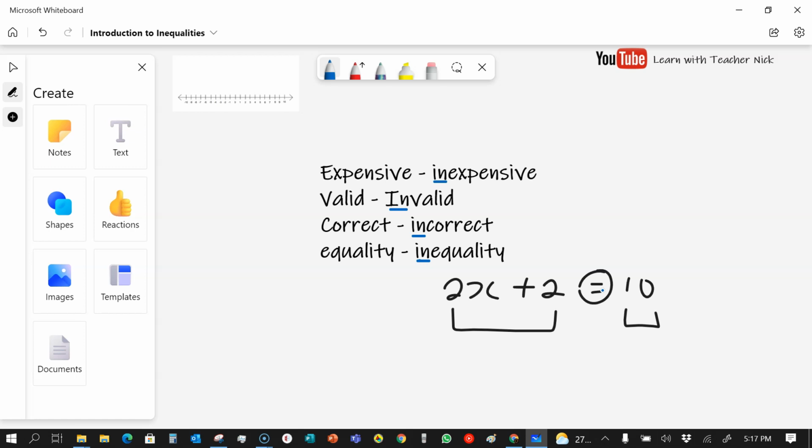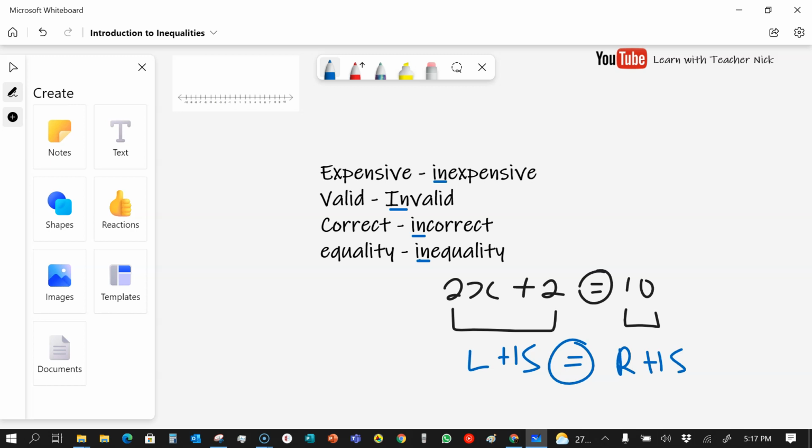So equations show us equality. Equations mean the left-hand side is equal to the right-hand side. This symbol, the equal sign, is a symbol of equality. The left-hand side is equal to the right-hand side.